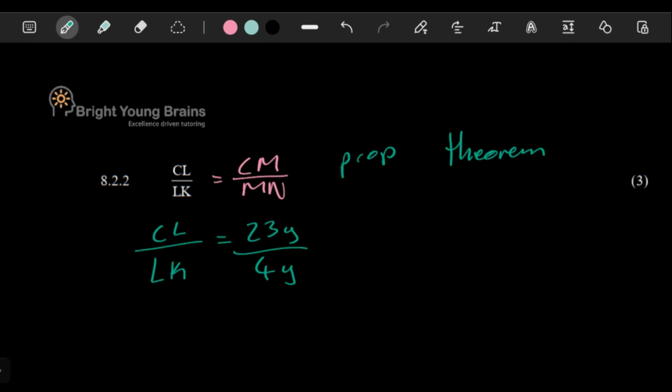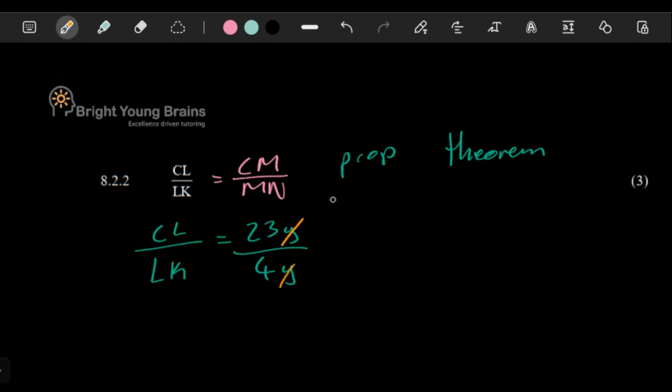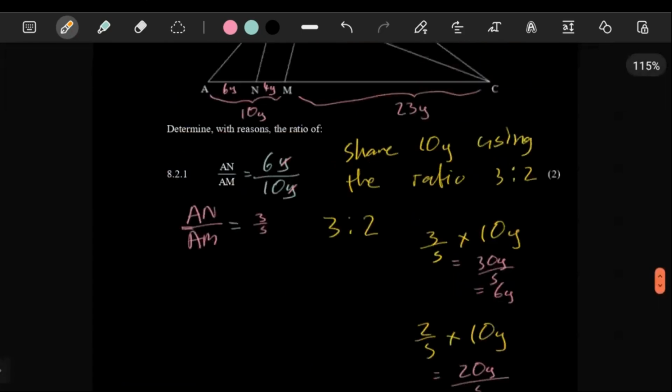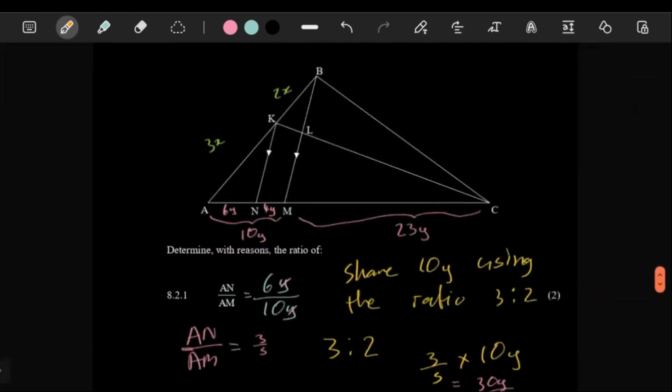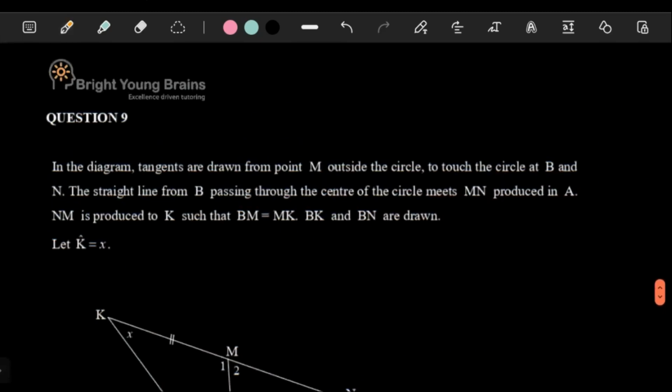Let's see here. The y over y cancels, so this is 23 over 4. This is what CL over LK is. And then you keep it moving. Question number 9. It says the following.